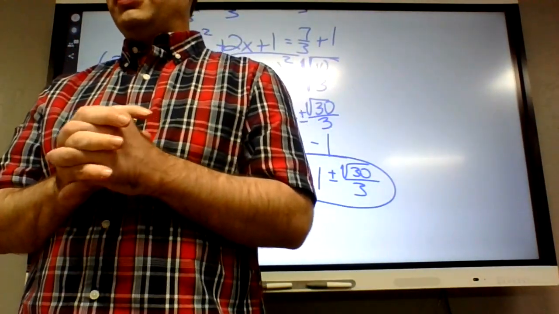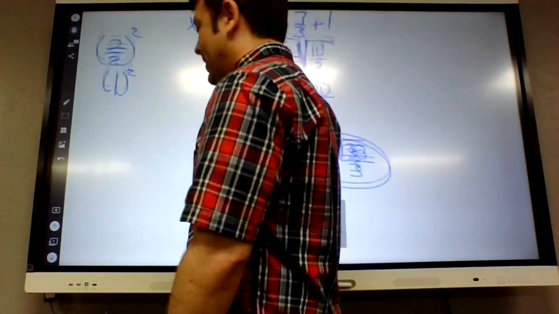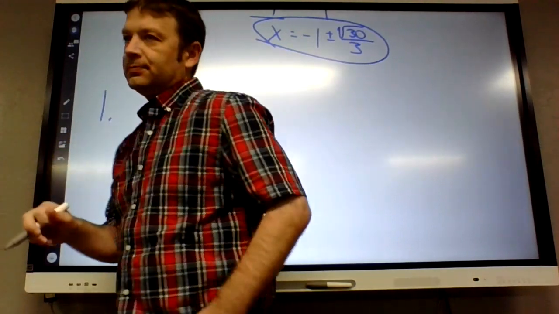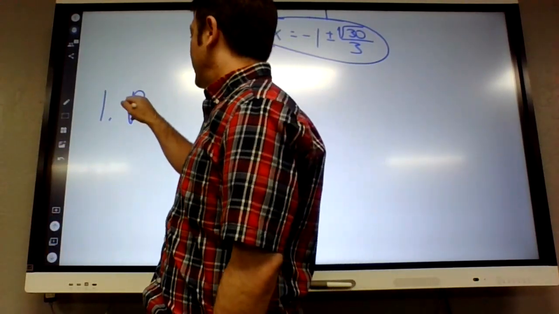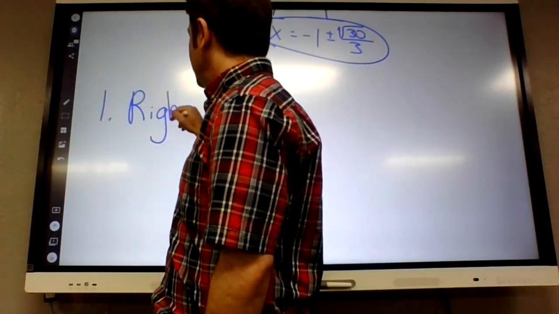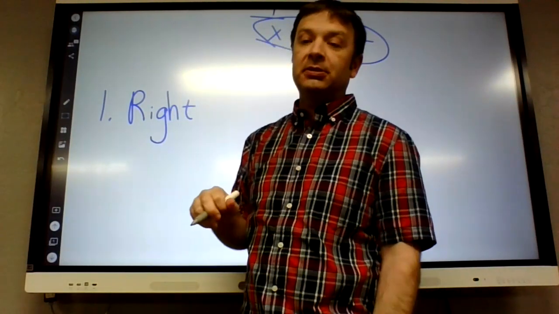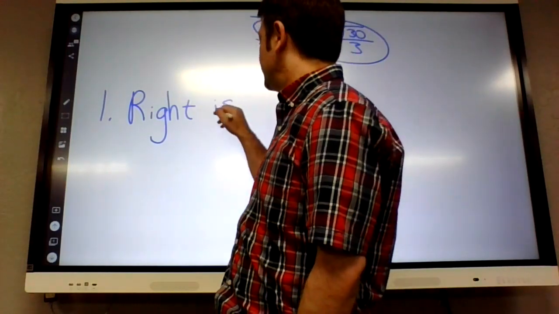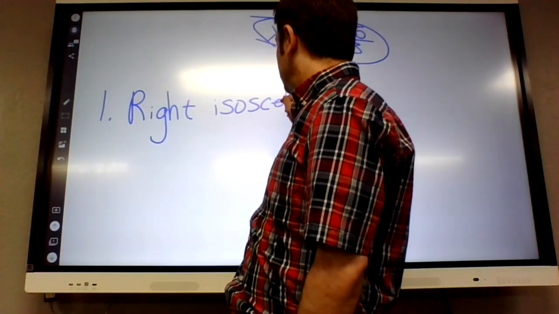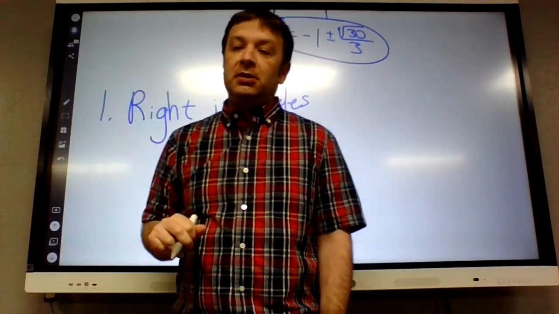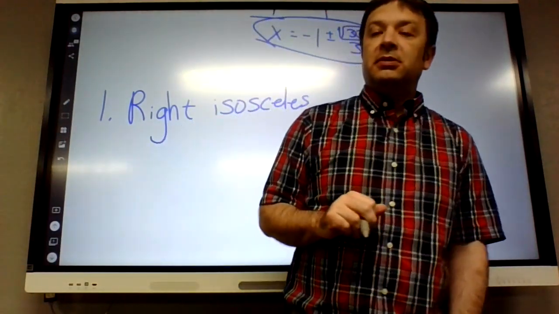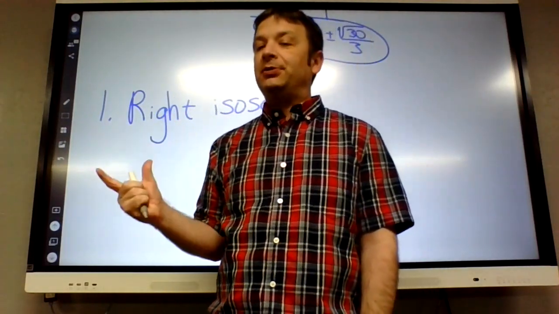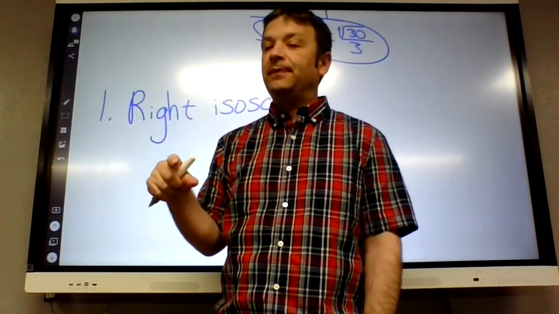On number one, the triangle, based on its angles, what kind of triangle is it? Right, because it has one right angle. And based on its sides, what kind of triangle is it? Isosceles. Got two equal sides. So number one is kind of weird because it's both a right triangle and an isosceles triangle.